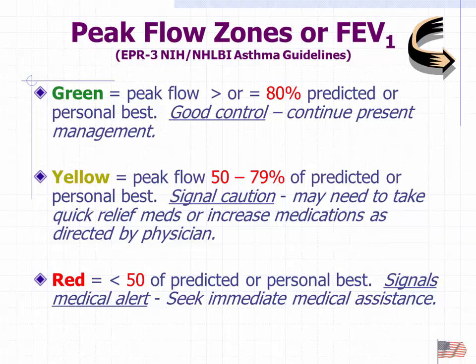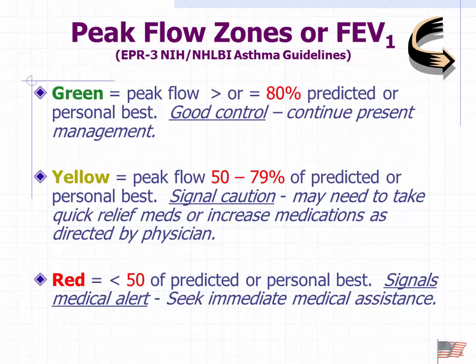So a peak flow that is greater than 80% of predicted or 80% of their personal best is considered good control, good management. Green light, go. Personal best means that we have the patient, when they're feeling healthy, do a series of measurements on a sequence of days. They then determine what their personal best is. It may not be necessarily what the chart says is their predicted value, but it's their personal best. It's actually a better indicator than going off of some of the charts.